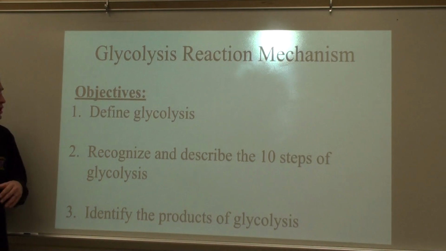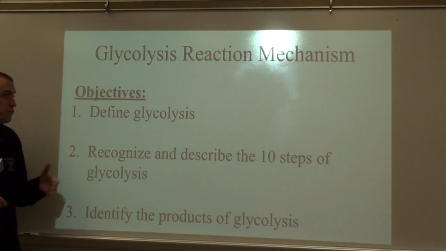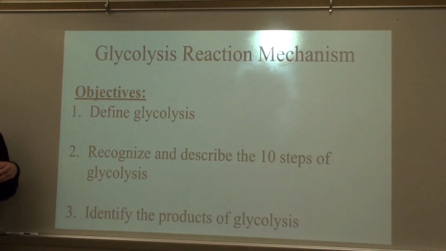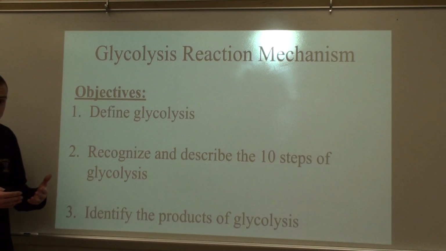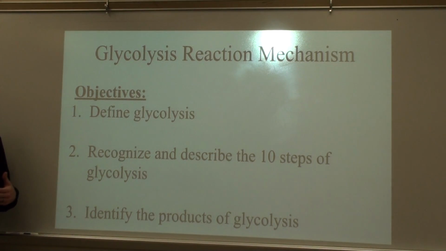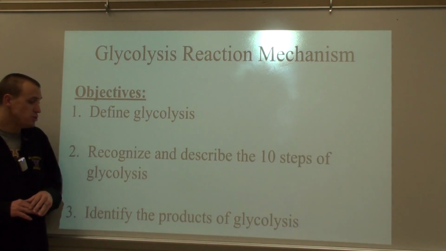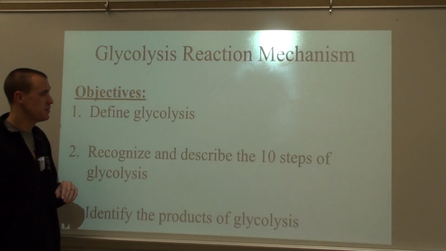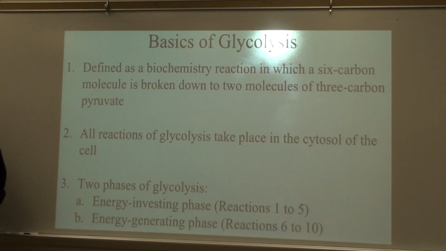The first of these objectives is you should be able to define what glycolysis is. You should also be able to describe and identify the 10 reactions or the 10 steps that occur during glycolysis. And the final thing is you should be able to identify the products that are produced at the end of glycolysis. So let's go ahead and get started.